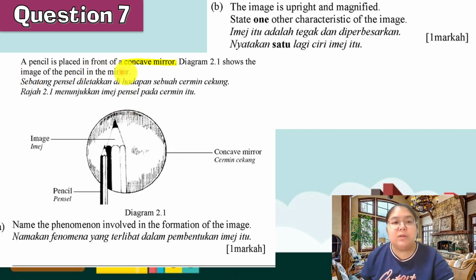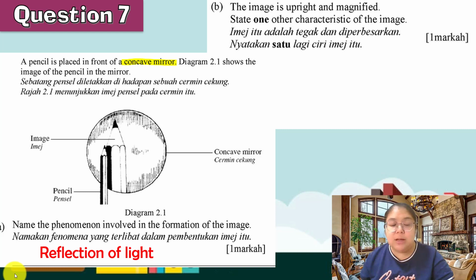This one is a pencil placed in front of the concave mirror. They show the image of the pencil in the mirror. You find the image becomes bigger, larger. Can you name the phenomenon? The phenomenon we are using is reflection, the reflection of light. Now the image is upright and magnified. Can you state another characteristic of the image? Remember upright. What is the partner of upright? The partner of upright is virtual.